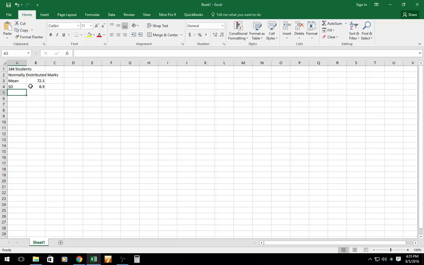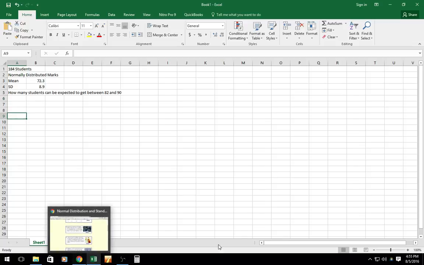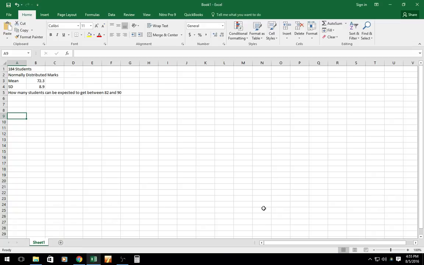How many students in the class can be expected to receive a score between 82 and 90? Express the answer to the nearest student. So, how many students can be expected to get between 82 and 90? Here is our basic question. It's pretty straightforward, and what we're going to do is convert it into a standard normal distribution.